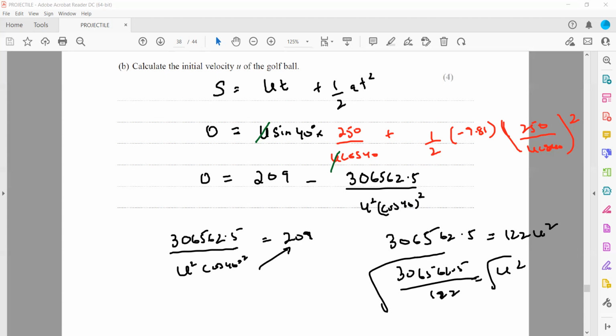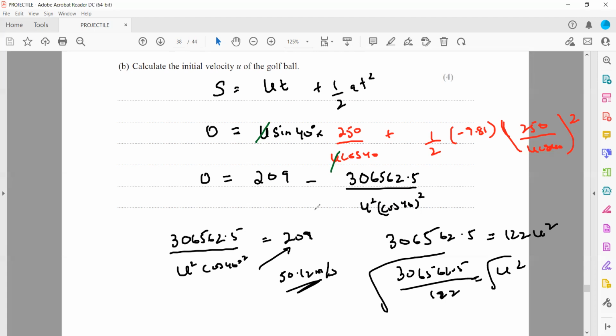306,562.5 divided by 122 gives 50.12, so 50.1 meters per second. So that is the initial speed. Is it clear? Yes, sir.